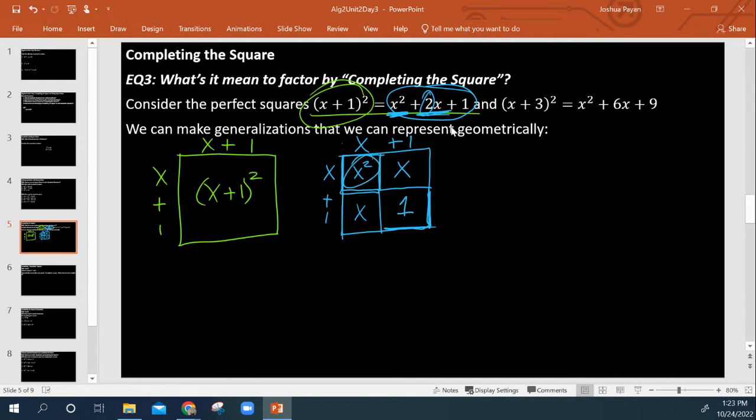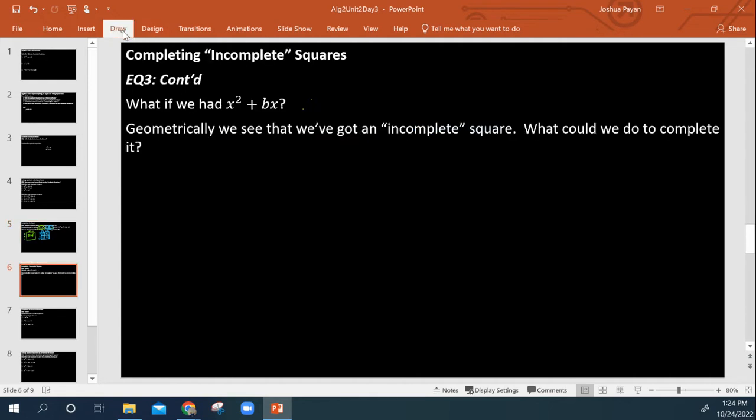So we have x squared plus 2x plus 1. And we see, of course, we get x plus 1 and x plus 1 again. We get the exact same thing. So that's why these are called perfect squares. Well, it comes up that you have things that are not perfect squares.